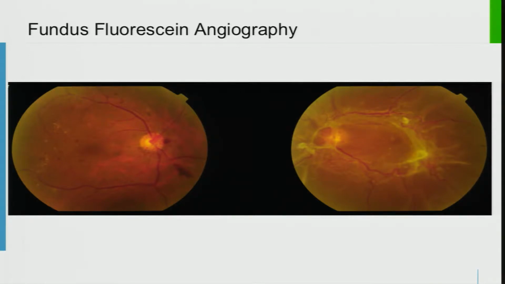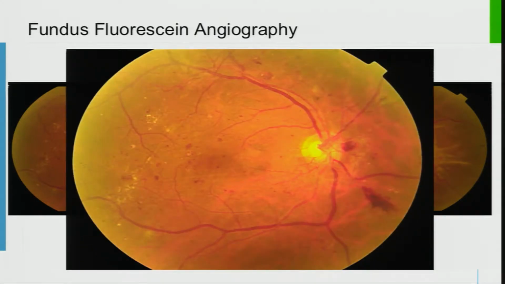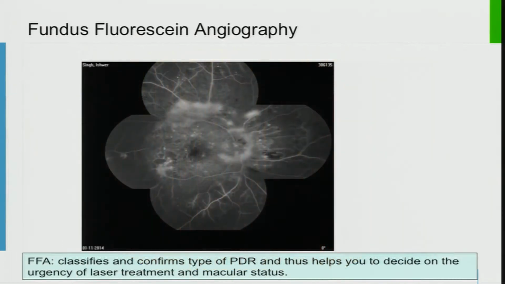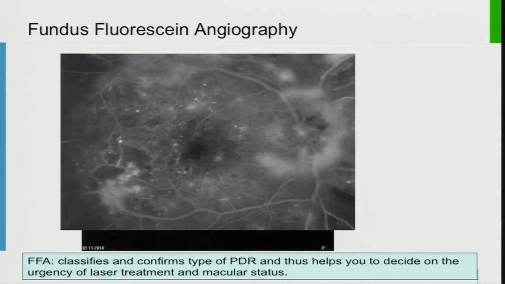You can clearly see that the left eye has a tractional retinal detachment, and the right fundus shows neovascularization and the changes because of diabetes. Once you run your angiography, it helps you to classify and confirm the type of proliferative disease that you have. Here it is a high-risk PDR, and it helps you to decide the urgency of your laser treatment. And also, it gives a lot of information about your macula.